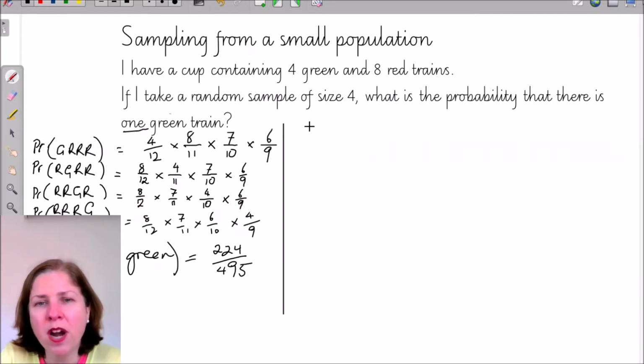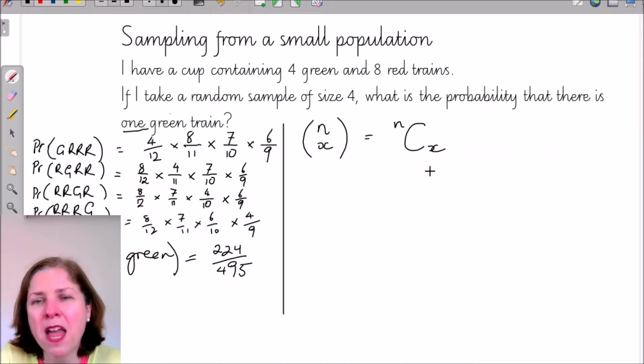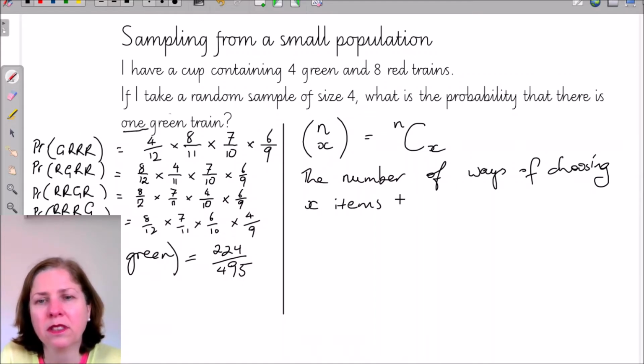So what I'm going to remind you of is this. Or you might have seen it written like this: N choose X. This is the combinatorics. Okay, so what I'm saying here is the number of ways of choosing X items from a total of N.